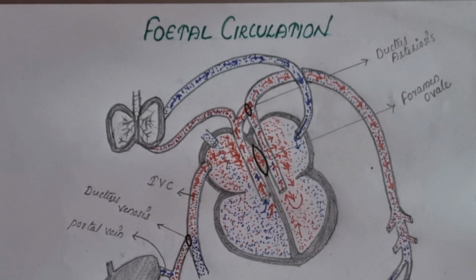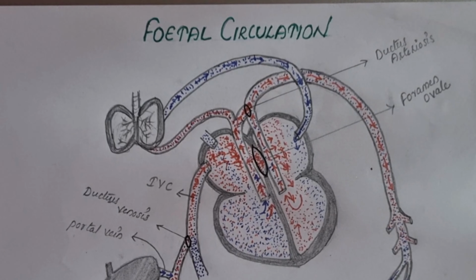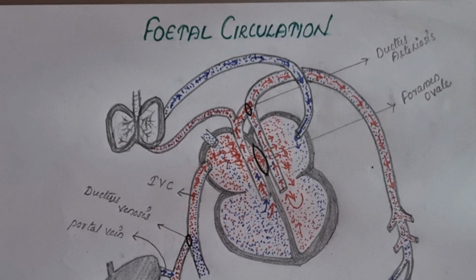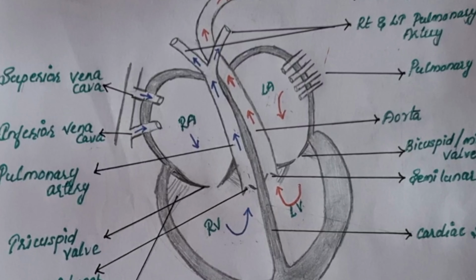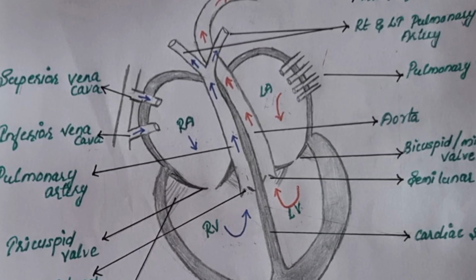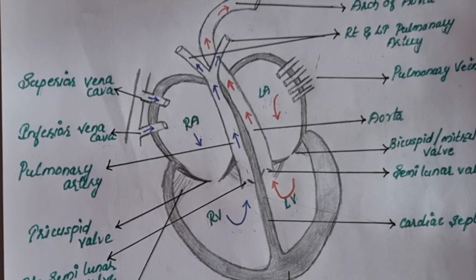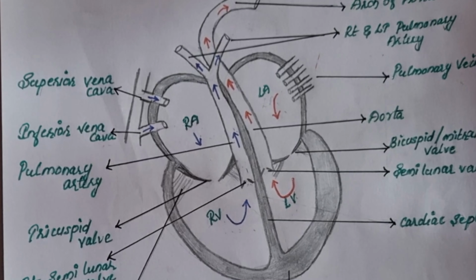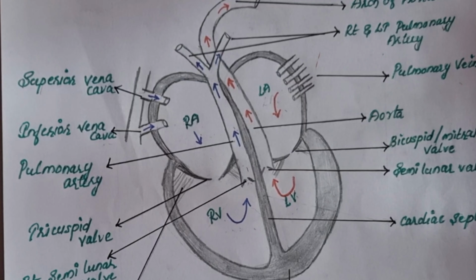Hello, today we will see fetal circulation. Fetal circulation is the circulation which is happening in the baby present in the uterus. Before going to fetal circulation, I will roughly explain the normal circulation or the physiology of the heart, because I have already uploaded a brief video regarding anatomy and physiology of the heart. So if you did not see that, please watch the video.